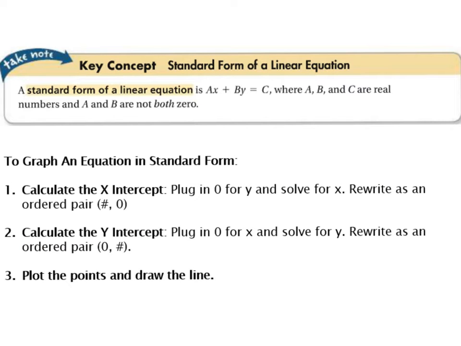Standard form of a linear equation is ax plus by equals c, where a, b, and c are real numbers and a and b are not 0. In order to graph an equation in standard form, you're first going to calculate the x-intercept by plugging 0 in for y and solving for x. Then you're going to calculate the y-intercept by plugging in 0 for x and solving for y. Then you'll plot the 2 points and draw in the line.